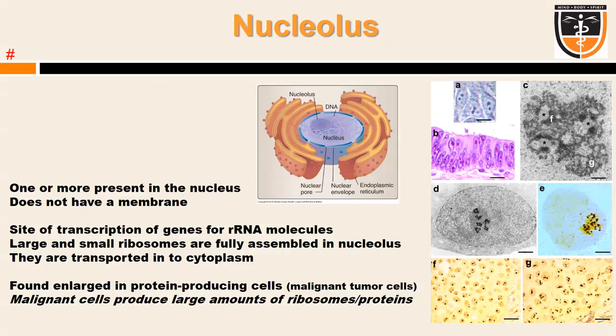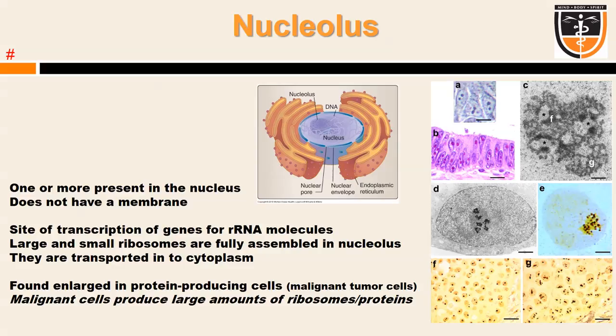The next is the nucleolus. What is the nucleolus? Inside the nucleus, it's a cloud. Kind of cool. Why? Because it is a dense material inside the nucleus. It doesn't have its own membrane. Okay? So there can be one or more present in the nucleus, and we see them here.